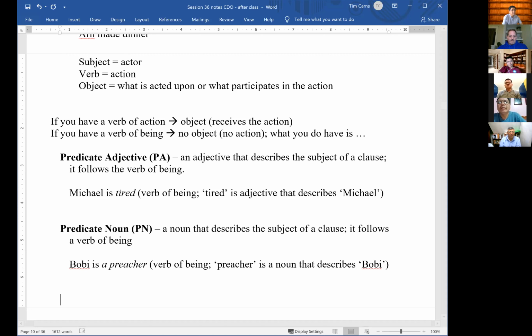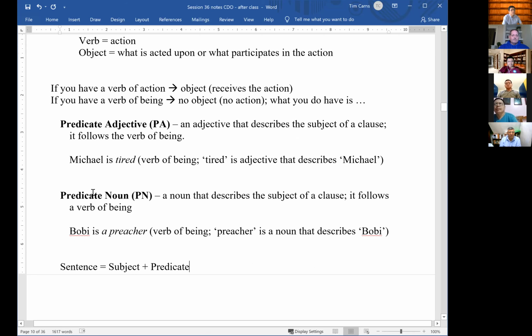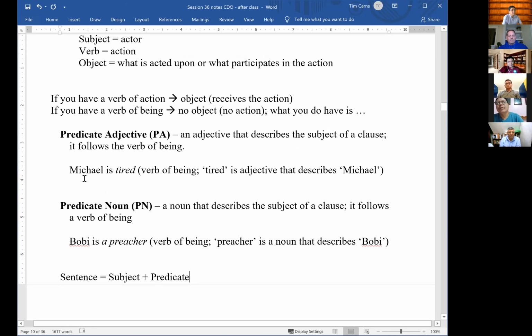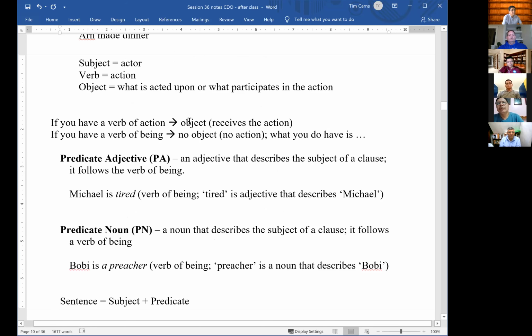For those of you that care, basically a sentence equals a subject and a predicate. But I don't want to get into all that, except just to say this. The object is what is receiving the action. But if there's no action, if your sentence uses a verb of being, then you don't have an object, but what you have are what are called a predicate adjective or predicate noun. And these simply mean this: they're describing or telling the state of the subject.